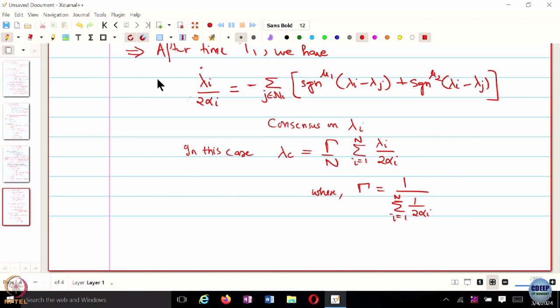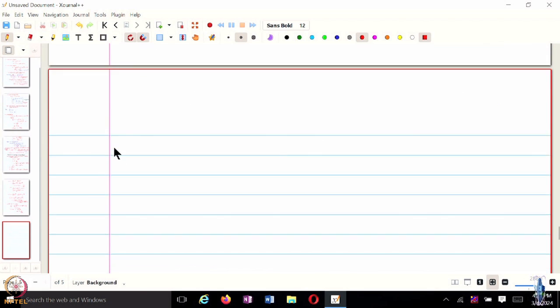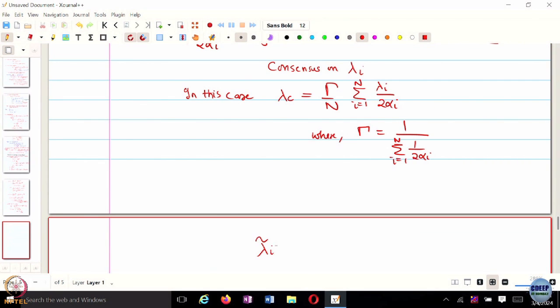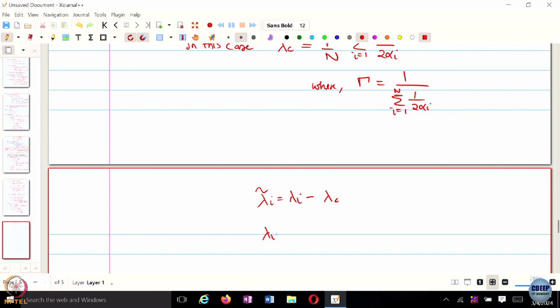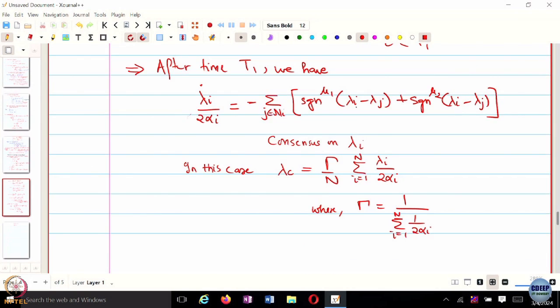And how do we show fixed time consensus on this, or at least convert this to the form that we are familiar with? So, we are going to define lambda tilde I, which is going to be lambda I minus this lambda c. So, we know that lambda tilde I dot is going to be lambda I dot, right? That is going to be there for sure. And if you just sum it over, with 1 over 2 alpha I included, you would show that this is going to be equal to 0. So, this is in fact the value that it would converge to. The difference lambda I minus lambda j is going to be the same as lambda tilde I minus lambda tilde j.